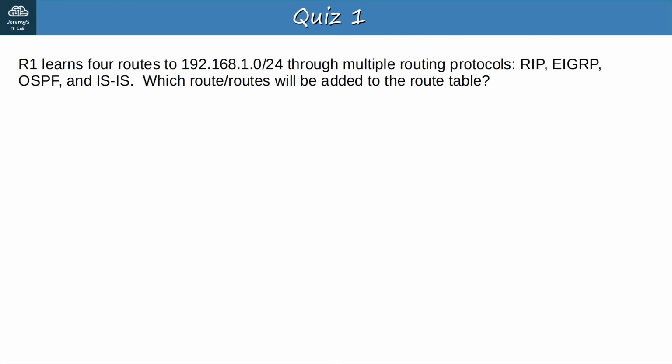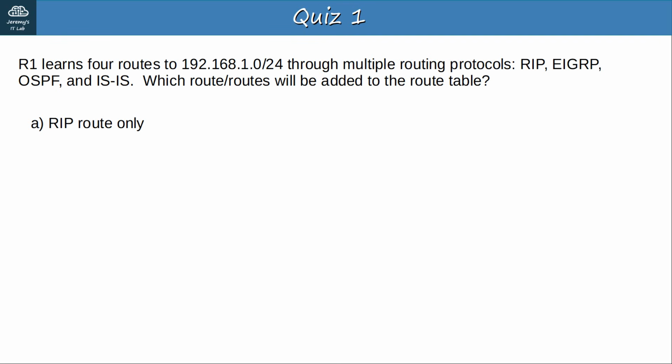Here's quiz question 1. R1 learns 4 routes to 192.168.1.0/24 through multiple routing protocols: RIP, EIGRP, OSPF, and ISIS. Which route or routes will be added to the route table?